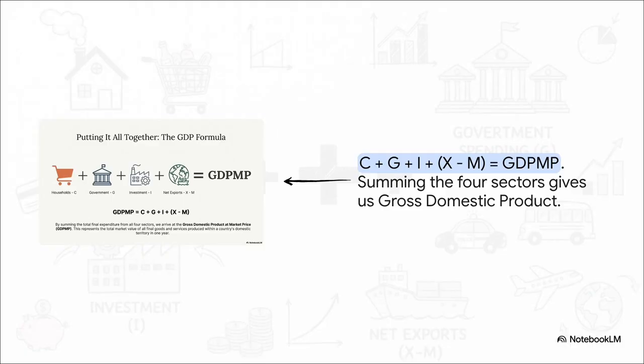And here it is, the moment where we put it all together. We take our four pillars, consumption, government spending, investment, and net exports, and we add them all up. C plus G plus I plus X minus M. And that gives us our first big total, gross domestic product at market price, or GDP-MP for short. That market price part is key. It means we're valuing everything at the price you actually pay in the store, which includes things like sales tax.